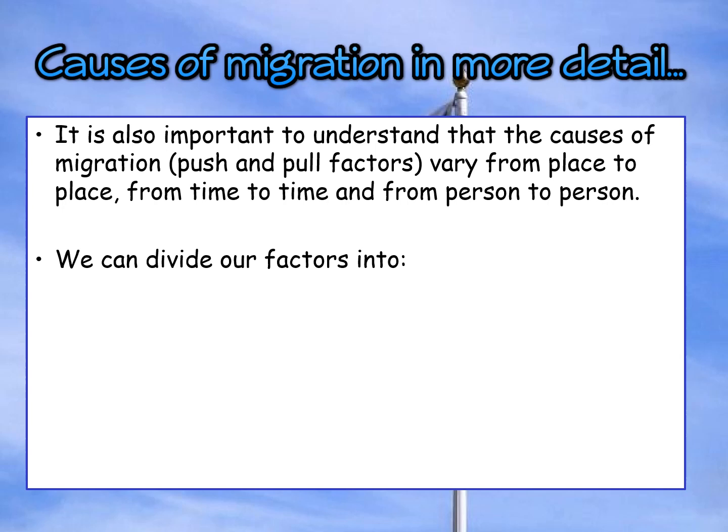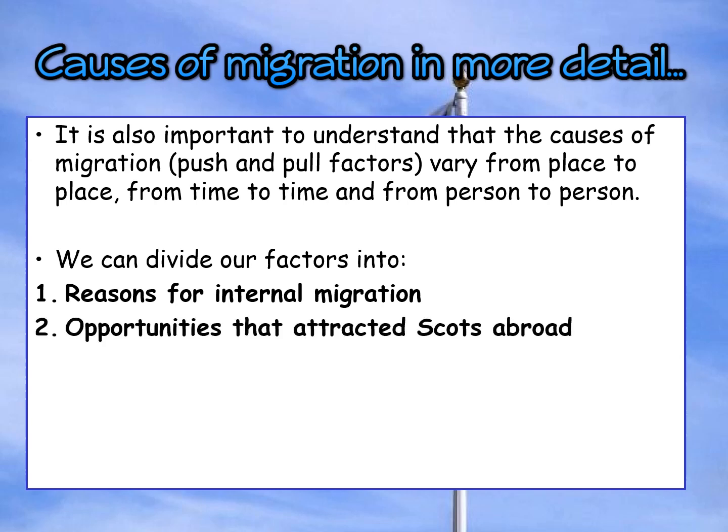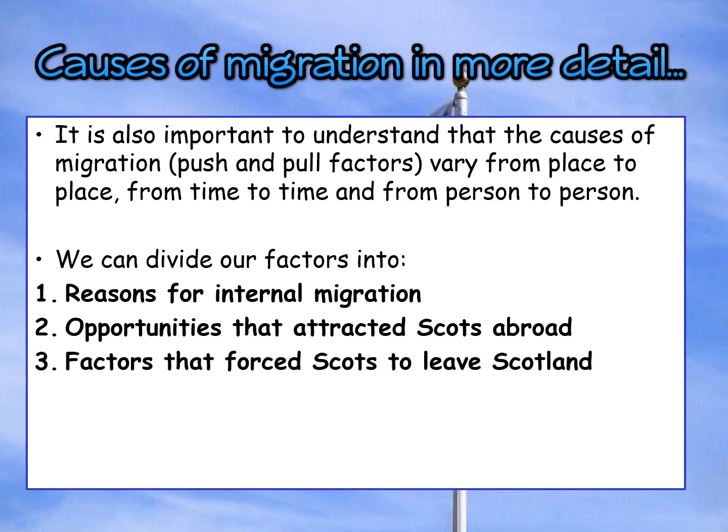So we can divide them into these 3 areas. We've got reasons for internal migration, so things that encourage people to move maybe from the Highlands to the Lowlands or from rural into urban areas. We've got opportunities that attracted Scottish people abroad, so things that they wanted to do abroad that they couldn't do in Scotland. And we've got things that forced them to leave, so they didn't really have a choice. They had to leave because there was nothing else for them to do.